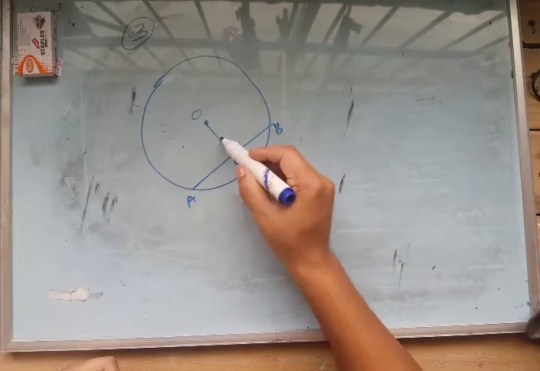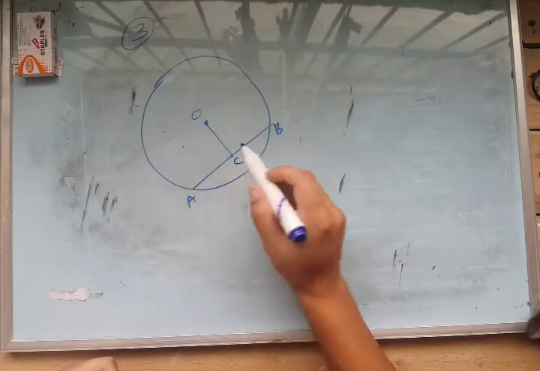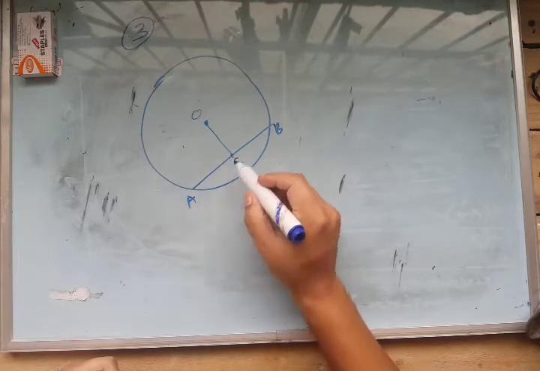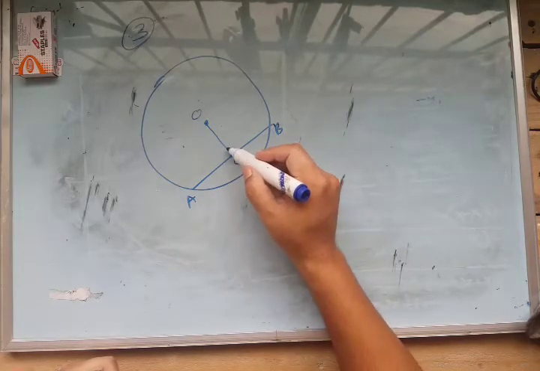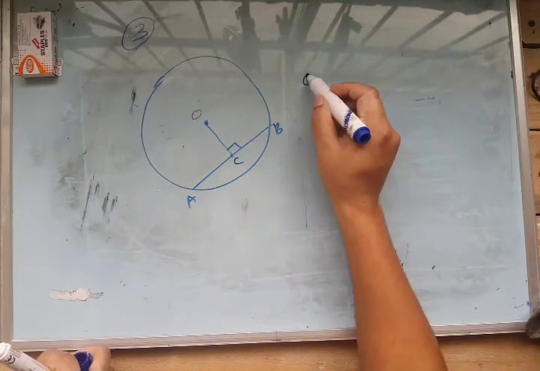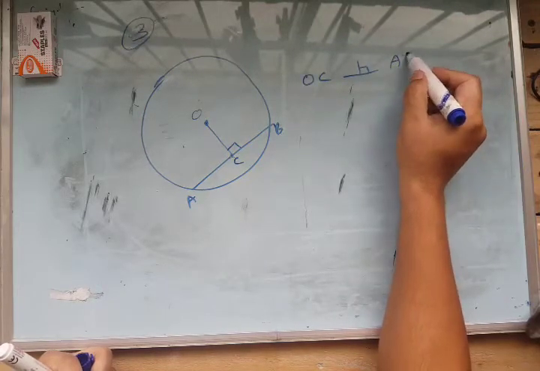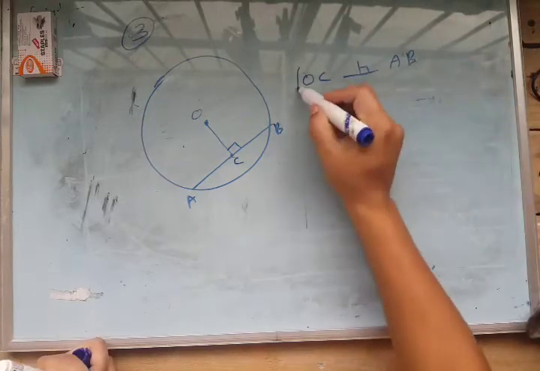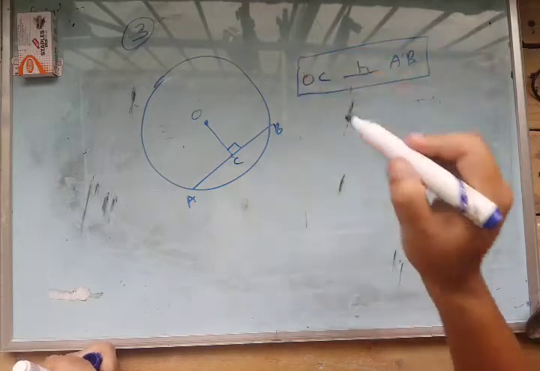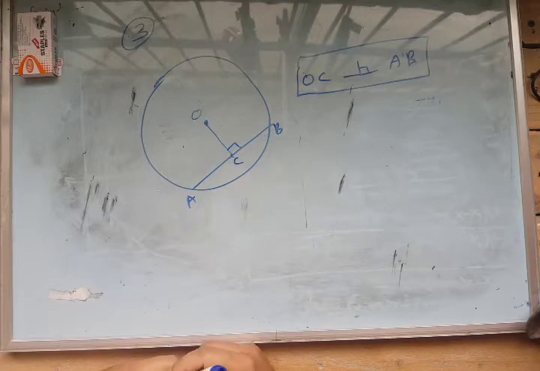If we draw a line from the center to the center of AB, you know that these two lines are perpendicular to each other. So the OC line is perpendicular to the AB line. So this is the property we're going to implement in order to get another characteristic equation for a circle, right?